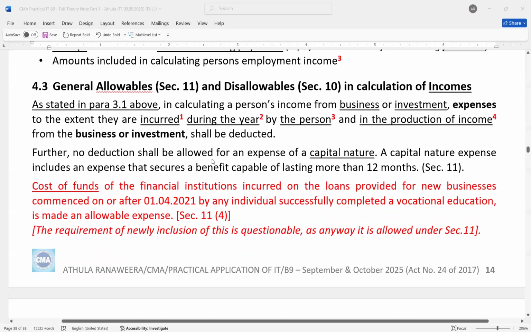Section 11. As per section 11, in calculating a person's income from business or investment, for both cases, expenses to the extent they are incurred during the year (one condition), by the person (the third condition), then for the production of income (the fourth condition), from the business or investment shall be deducted. If you fulfill these four conditions, incurring, during the year, by the person, and in the production of income, then that is an allowable expenditure for income tax purposes.